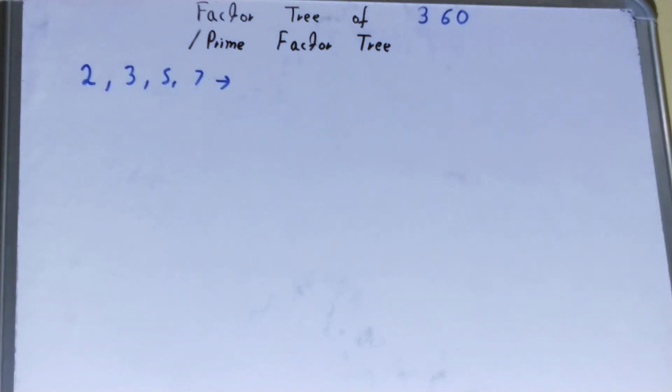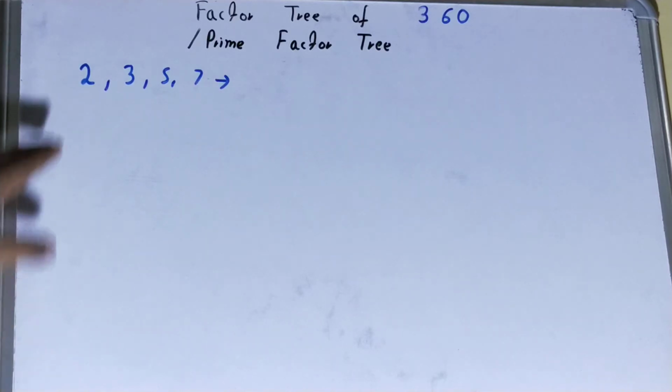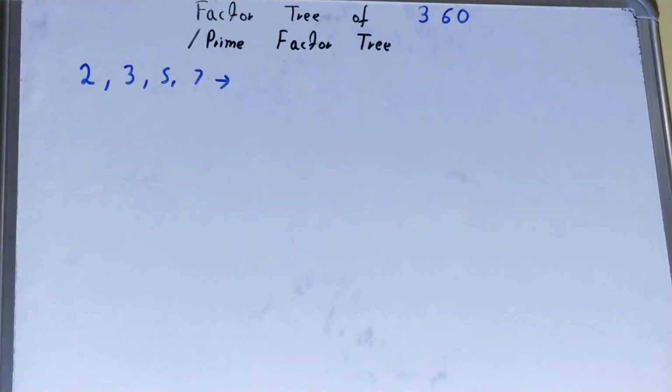Hello friends, in this video I'll be helping you with how you can make the factor tree of the number 360. So let's start. Before making a factor tree, you must keep one thing in mind: the ending nodes or terminating nodes of a factor tree are made up of prime numbers like 2, 3, 5, 7 and so on.